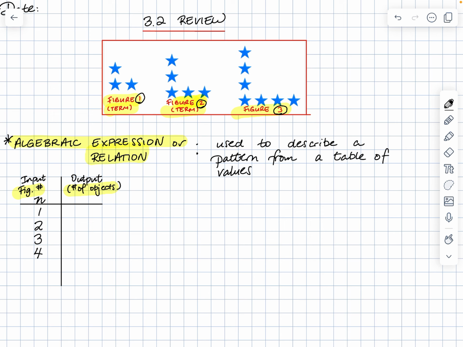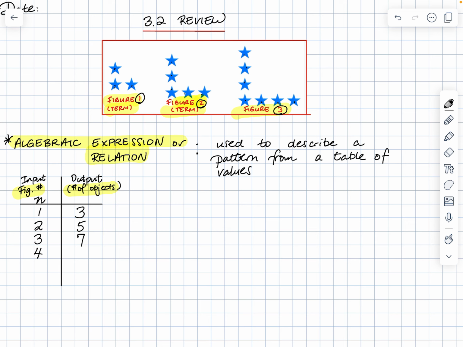So all you have to do now is count the number of stars in each figure number and jot down the corresponding output number. For example, if we know in figure 1 we have 1, 2, 3 stars, our output for figure number 1 will be 3. So do the same for the others, and you can pause it and then check to see if you're on the right track, or you can do this with me. In figure number 2, we have 1, 2, 3, 4, 5 stars or objects. In figure number 3, we have 1, 2, 3, 4, 5, 6, 7.